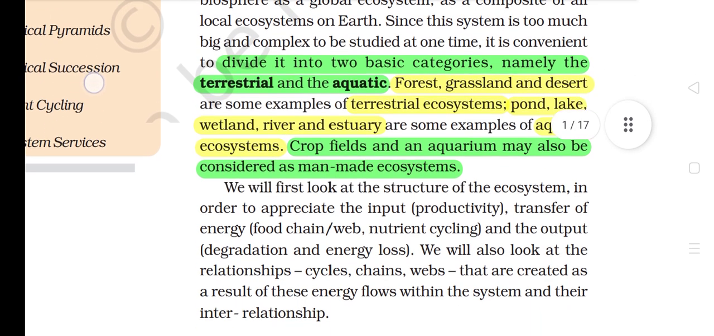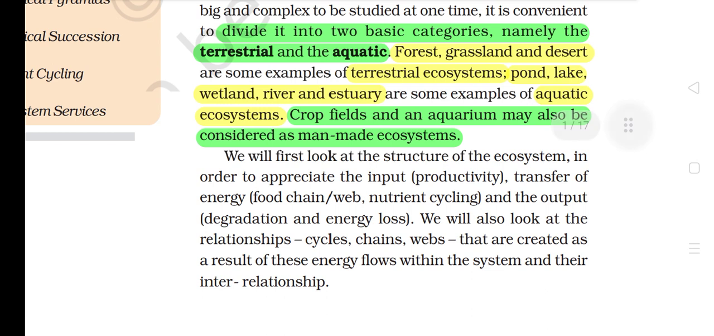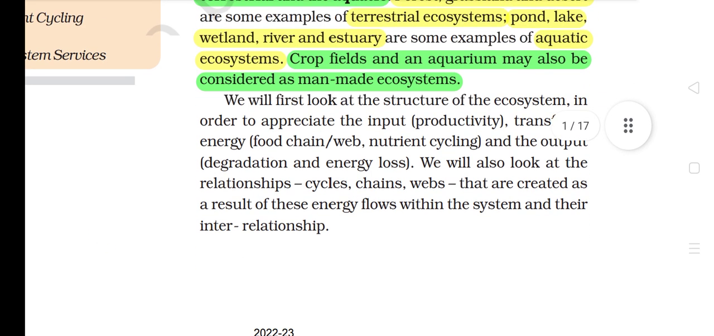Forest, grassland, and desert are some examples of terrestrial ecosystems. Pond, lake, wetland, river, and estuary are some examples of aquatic ecosystems. Crop fields and an aquarium may also be considered as man-made ecosystems.